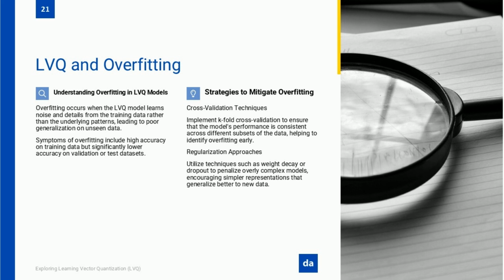So how does overfitting happen in LVQ? Since LVQ adjusts its representative vectors based on the training data, it can sometimes become too specific, shifting its prototypes to fit every little variation rather than generalizing.